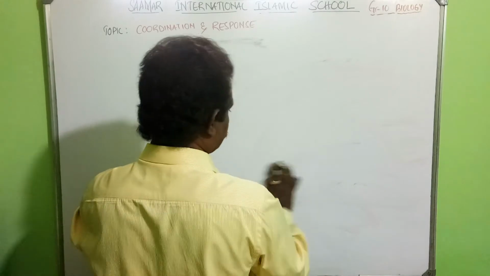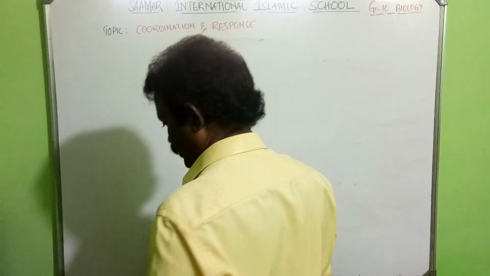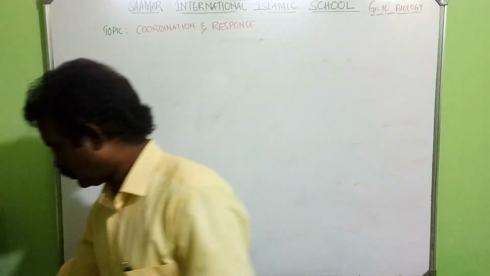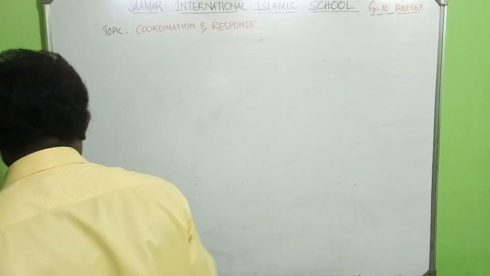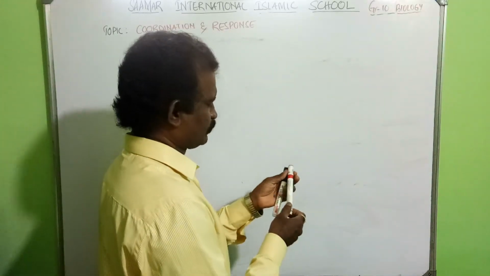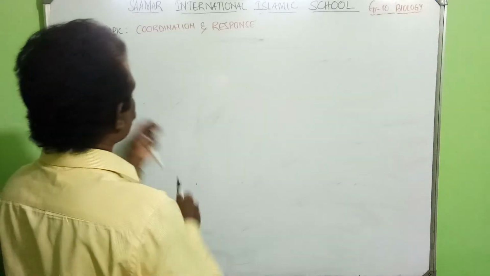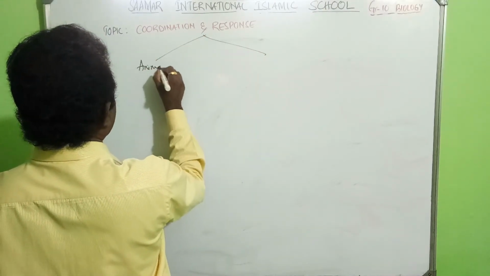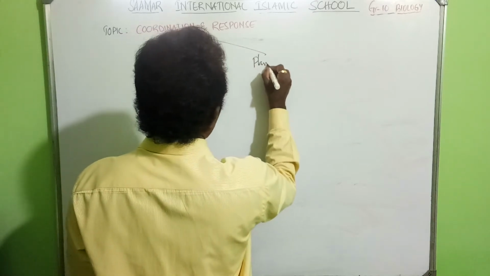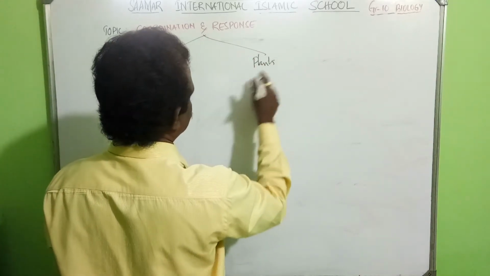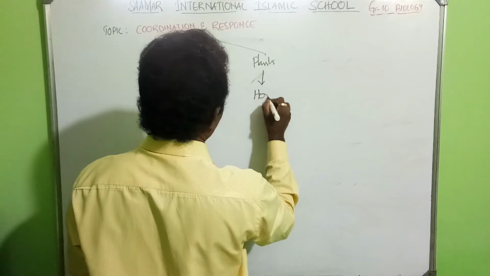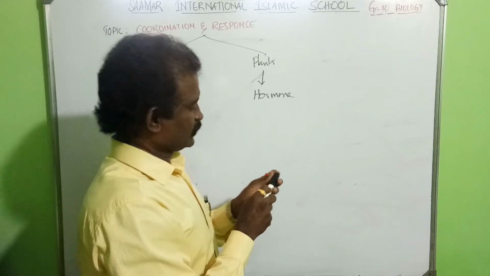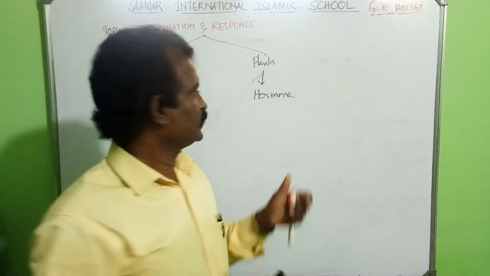Okay, coordination in plants. Now what happens in plants? Do plants have a nervous system? No, they don't have a nervous system, they don't have a brain also. But how is the coordination going on in the plants? By hormones. That means coordination is seen in animals as well as plants. So, in plants, the coordination is controlled by hormones. Is it clear?